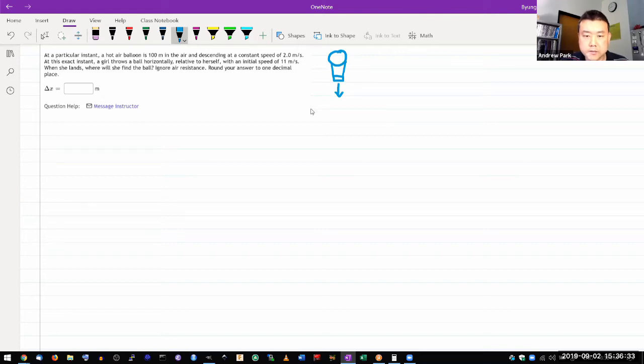Let me call this VB for balloon. And at the moment that the question is referring to, this balloon is from the ground at some height. Let me call that H. And the question says the girl throws the ball horizontally with speed of, I'm gonna label it V naught. And it asks when she lands, where will she find the ball?